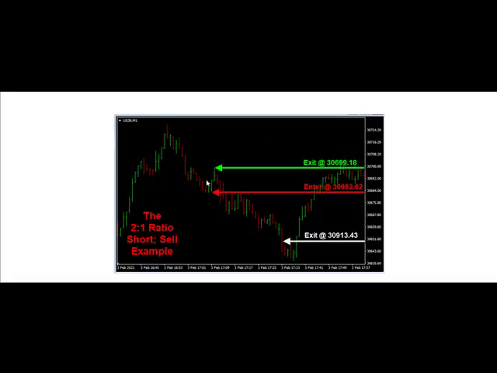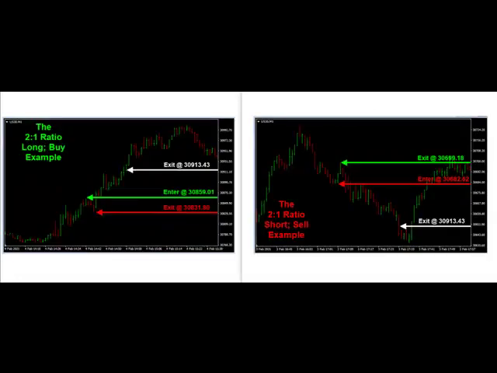So the TTT does this for you on auto. But if you know what to do, just like we're showing you, you can trade that for yourself. And if you decide you wish to trade manually, you can always use a TTT alongside this. So now you're seeing an example of a long trade or buy, and a short trade or sell, both examples using a 2-to-1 ratio. Thank you.